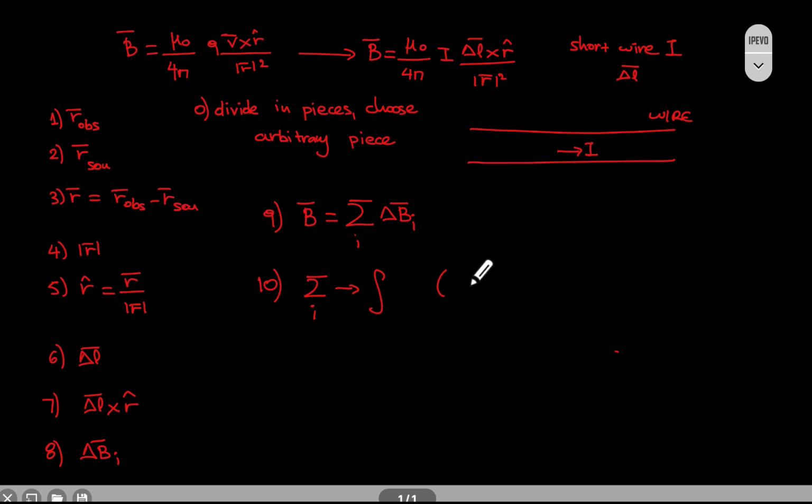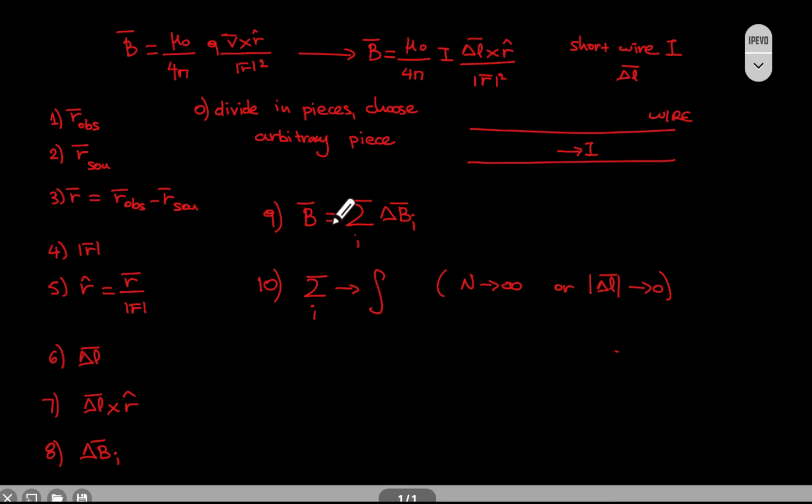And essentially what we're doing is taking the number of pieces and saying that n goes to infinity, or equivalently we make the magnitude of delta L go to 0. Or you can think about doing both at the same time. So this is the process that we need to follow to find magnetic fields from current distributions. And so long as you follow the steps, you should be okay.